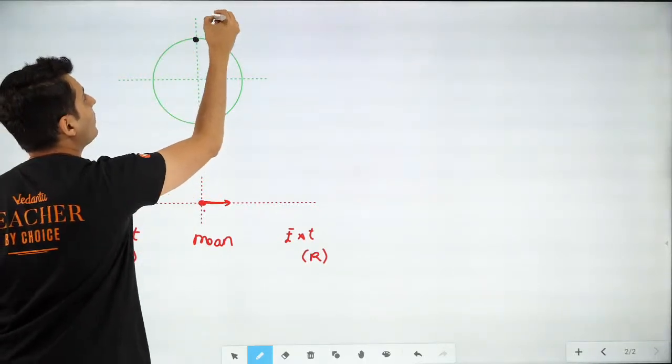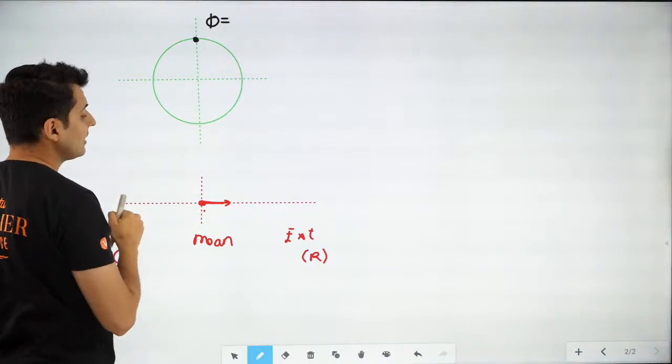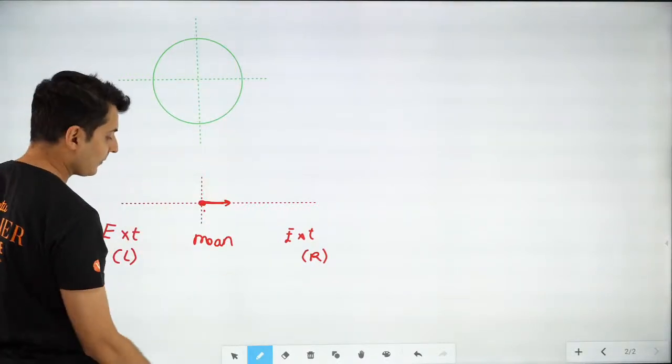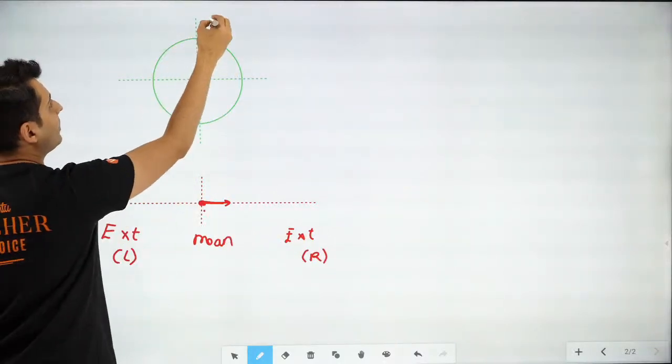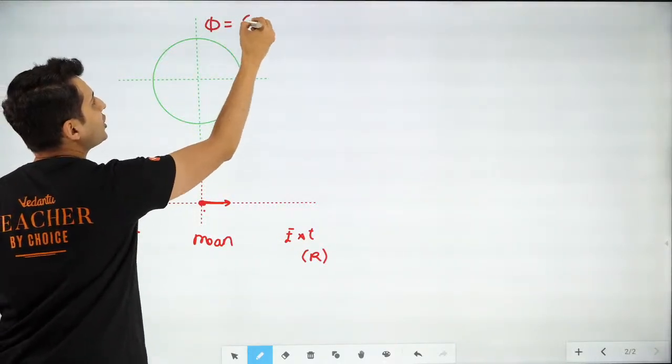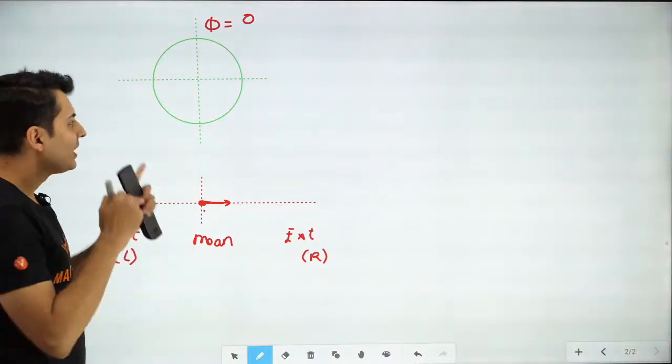In this situation, what will be the value of phi, guys? Can you guess what should be the value of phi if at t equal to 0 it was here? It should be 0, correct?